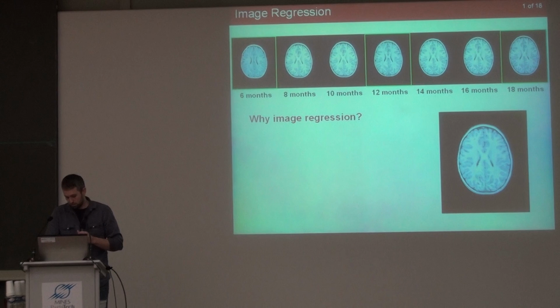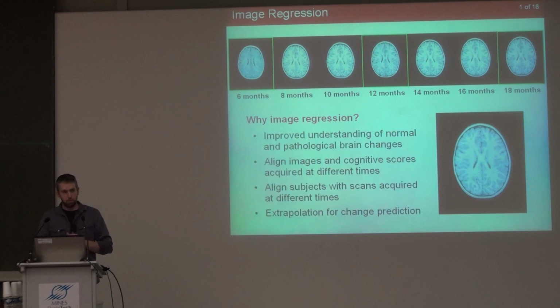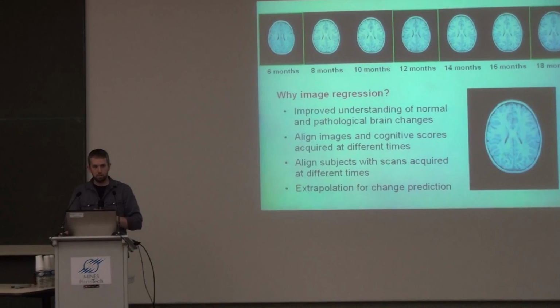So besides generating movies and pretty pictures, why would we do image regression, or why would we consider this an interesting problem? Well, for several reasons. It can potentially improve our understanding of normal or even pathological changes of brains or other anatomical structures. Mostly I focus on brains. It's really useful for alignment. Say, for example, aligning images with cognitive measures or cognitive scores that weren't acquired at the same time. So a child could come in for a scan at 6 months and for a cognitive test at 9 months. We'd like to align these two measures, or to align images from different subjects scanned at different times. And finally, with these image regression models, we can hopefully do some extrapolation for change prediction. So what's going to happen outside of our observation time.